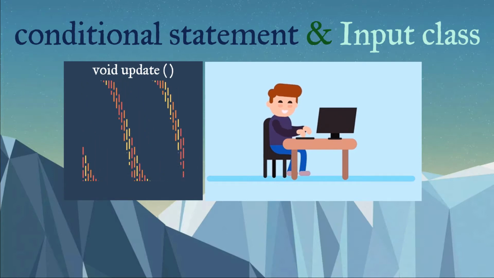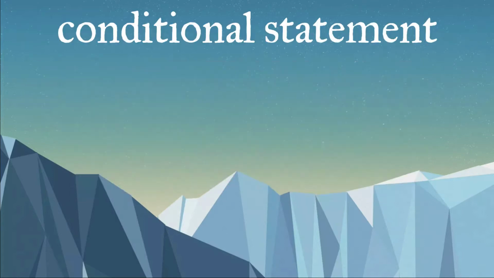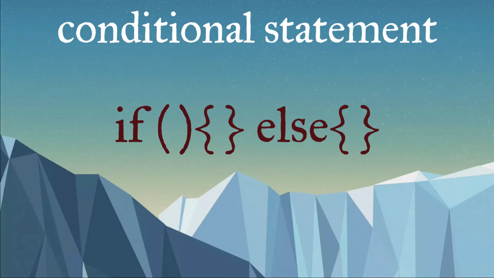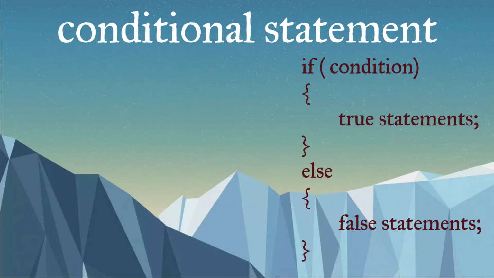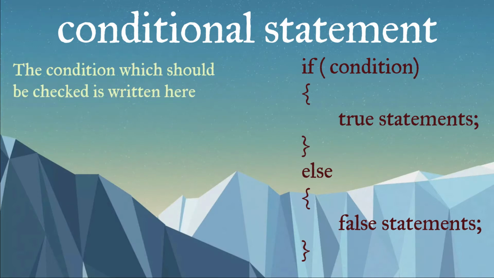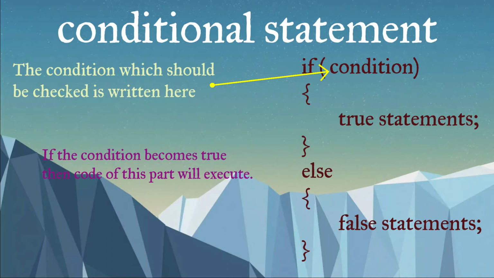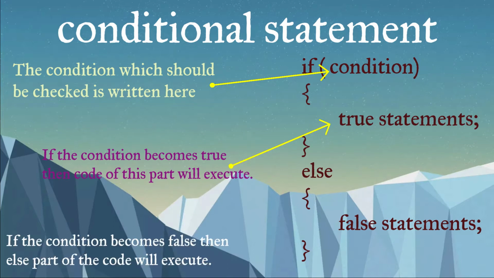Before messing up, let's have a look at conditional statements. In any programming language, to check the condition of a statement, we use an if-else statement. The basic syntax of an if-else statement is like this. Here, in between the parentheses following if, we write the condition which should be checked. If the condition becomes true, then this part of the code will be executed. But if the condition becomes false, then the else part of the code will execute.